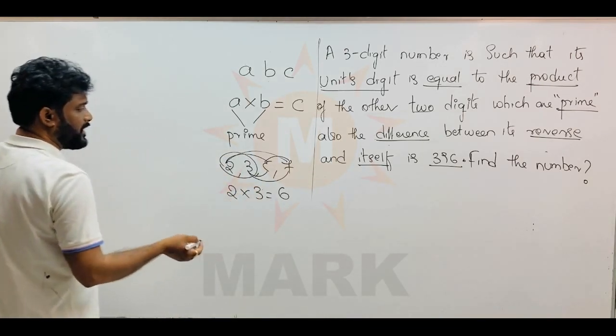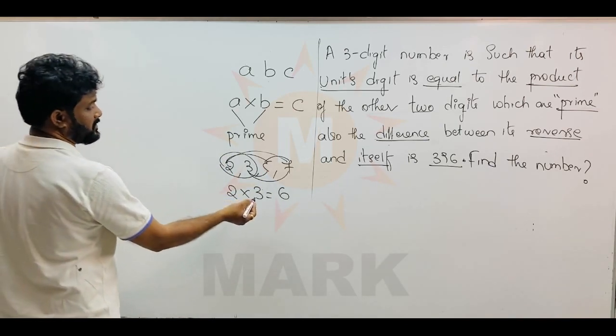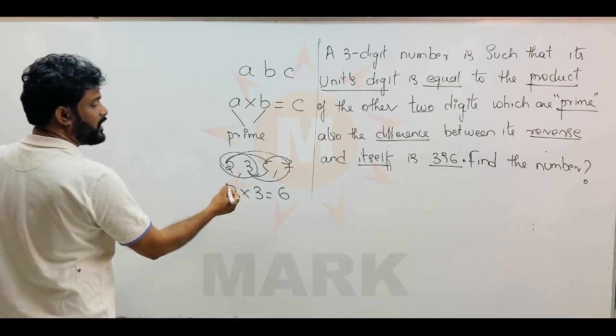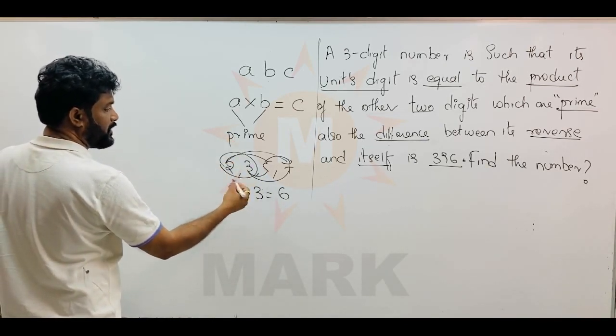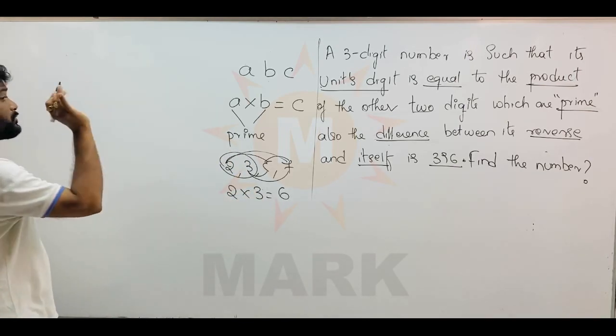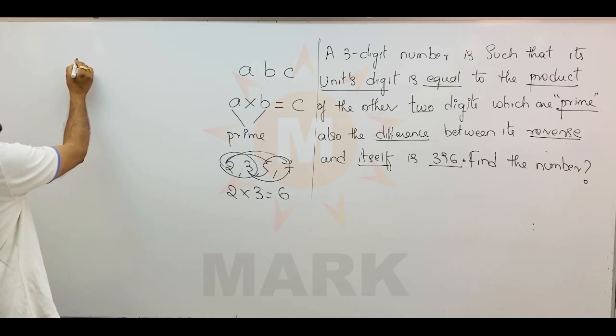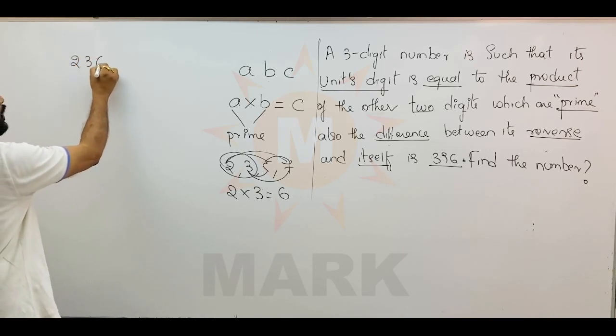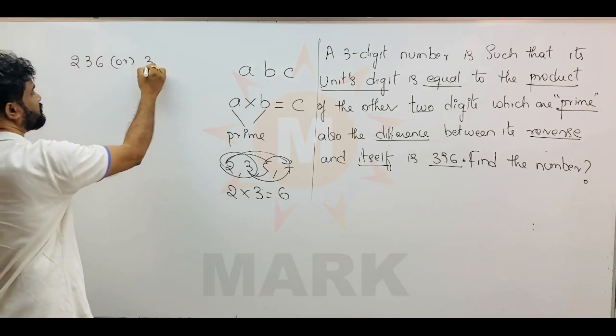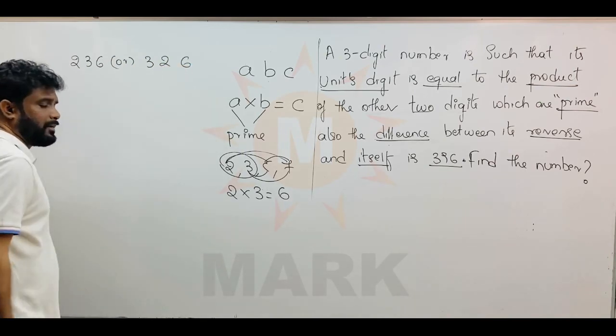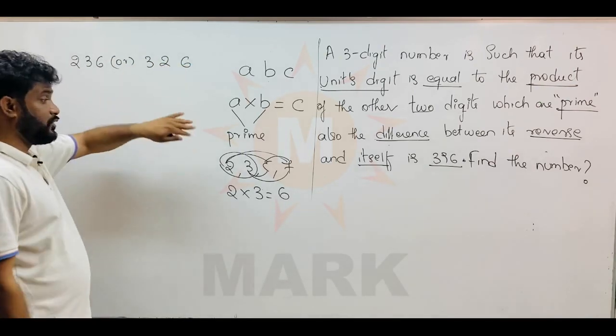We can say, my dear friends, here the possible numbers, that means A and B can be 2 and 3. The value of A and B can be 2 and 3. So what are the possible numbers that we can get? Clearly the number can be 236 or 326.